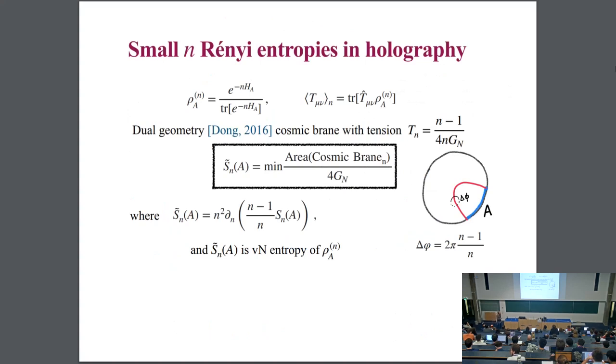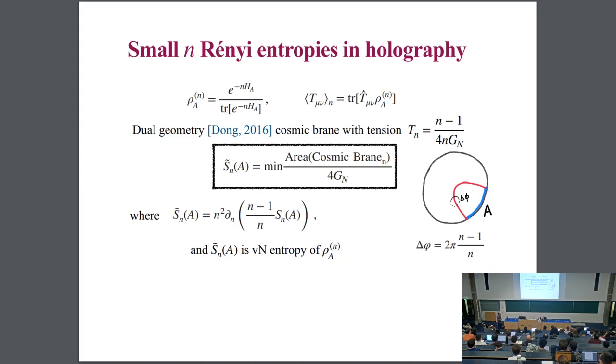So in holography, there is a very well-known prescription of how to compute Rényi entropies for theories which have holographic duals. It was introduced by Dong. Basically, what you do is you have a region in the boundary, and you ask for the solutions to a cosmic brane which is anchored at the boundaries of the boundary region.